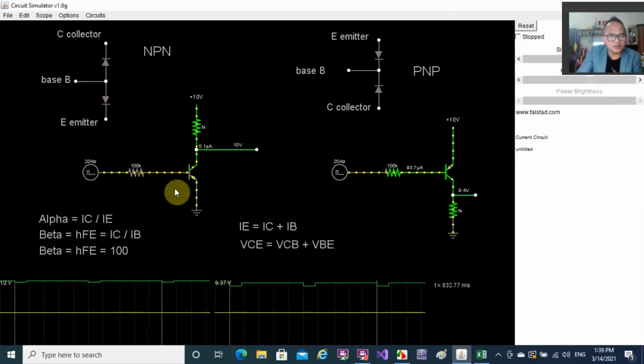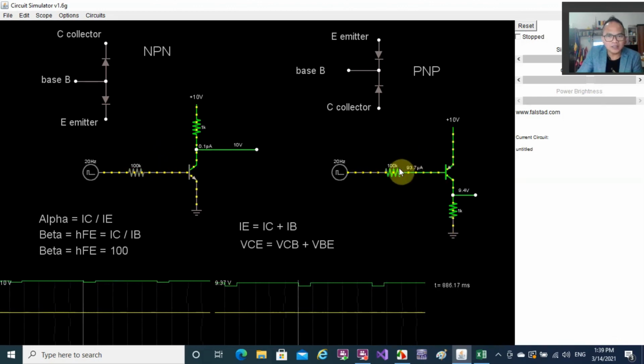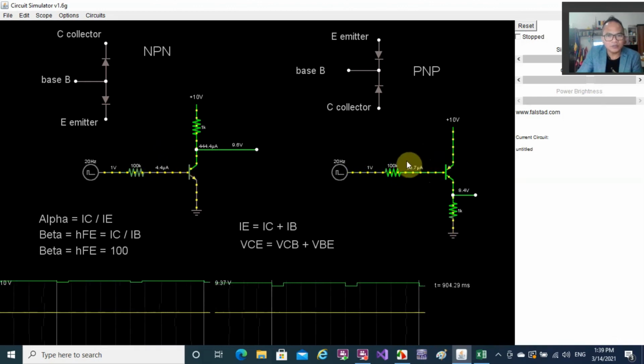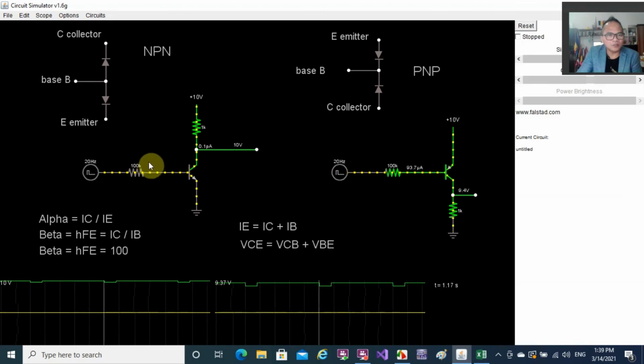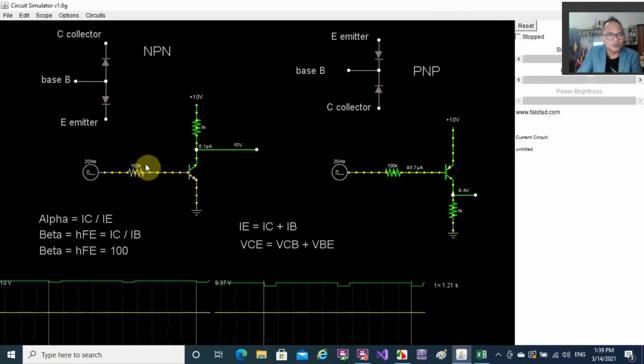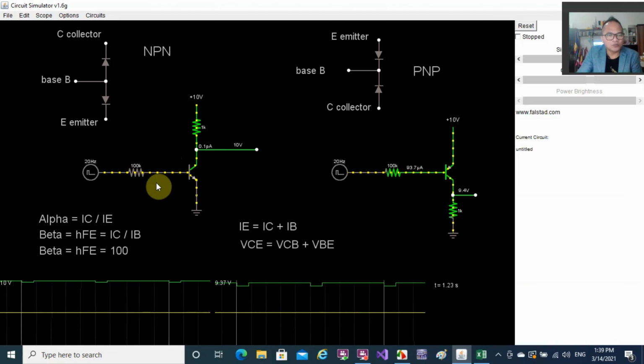Notice that the difference between the on and off is the current on the base, which here is 93.7 microamperes and 83.7 microamperes, while here it is 4.4 microamperes in the on condition and 0, no current, in the off condition.